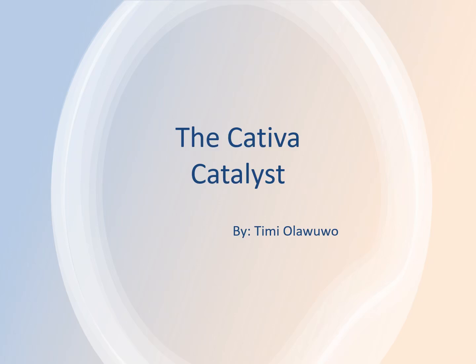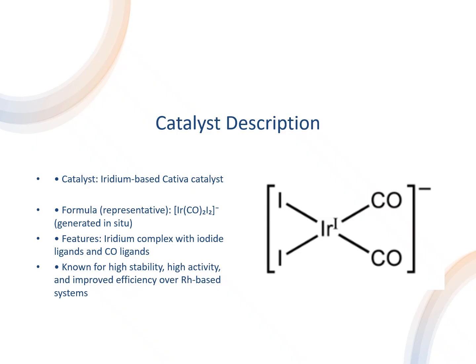Hello everyone, I'll be talking about the Cativa catalyst and its characteristics as well as its catalytic reaction. The Cativa catalyst is an iridium-based carbonyl complex used industrially for the carbonylation of methanol to acetic acid.